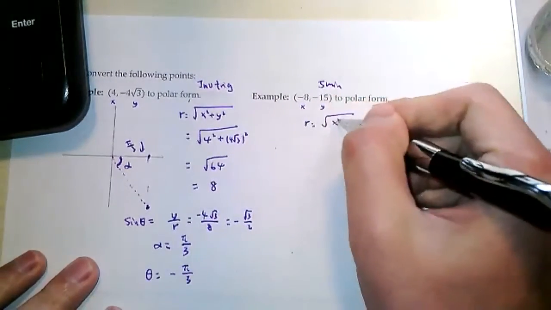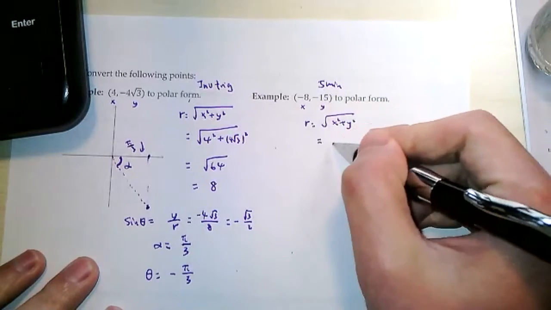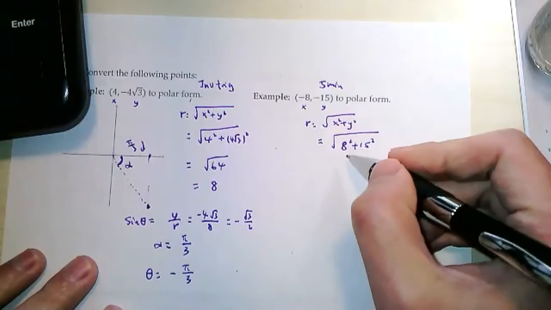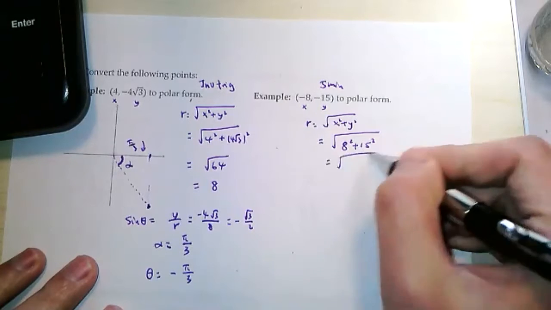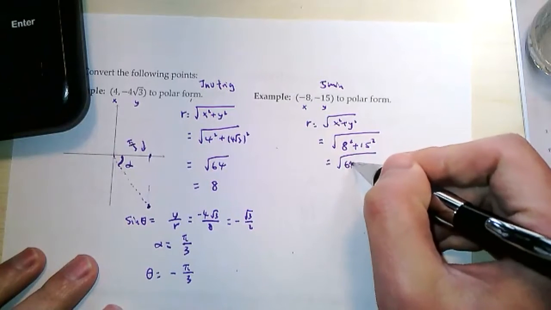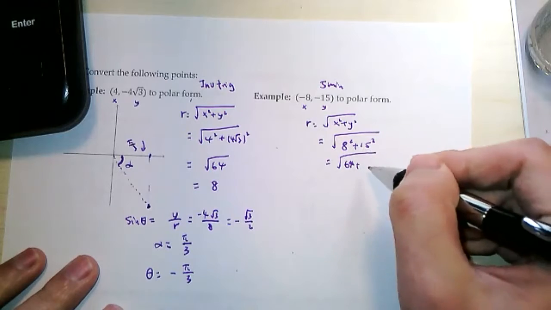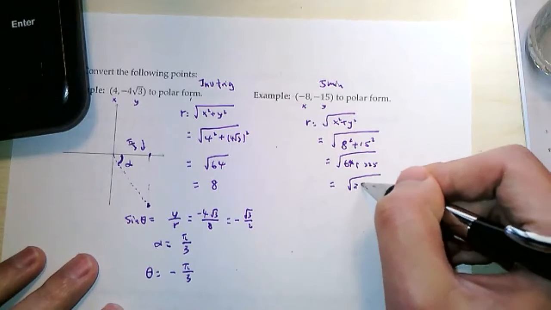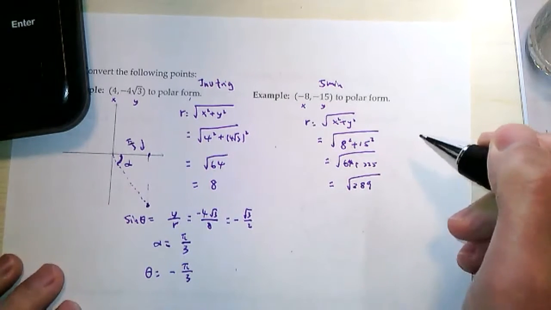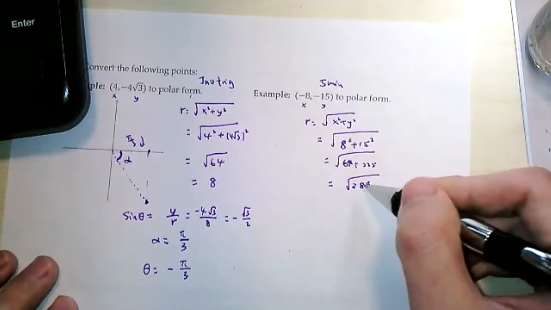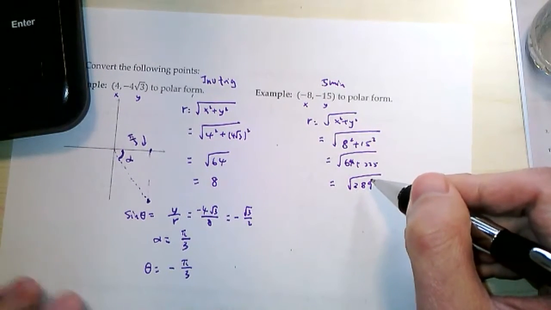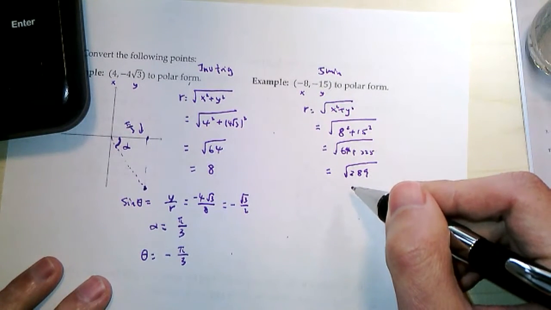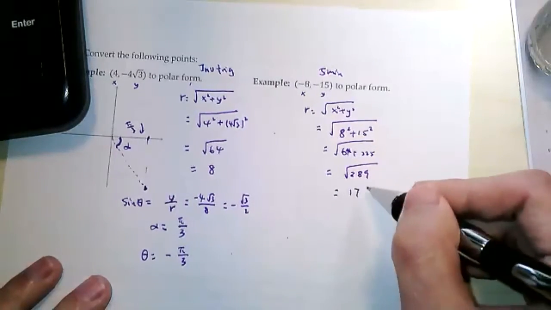r is the square root of x squared plus y squared, which is 8 squared plus 15 squared. This is 64 plus 15 squared is 225. So eventually you get 289. Can anyone tell me what is the square root of 289? 17. Very good, 17.